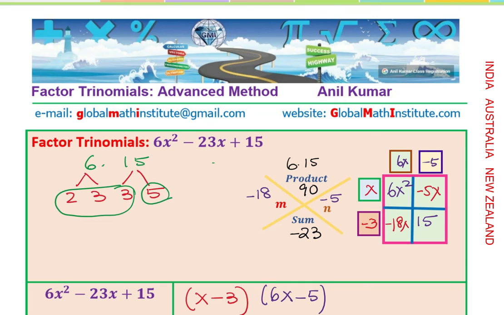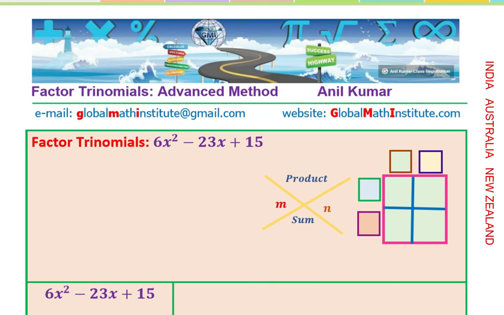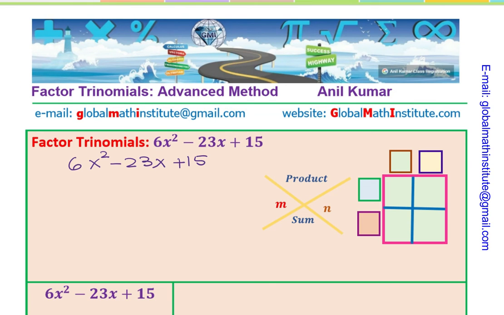Now, let us do the same thing using the Australian method, and then we will have the advanced method. Okay, so now look at the Australian method. We are now factoring 6x squared minus 23x plus 15. Now, product and sum is a common thing which we have to do for all, right? Whether you use the diamond method with the box or the Australian or advanced method, we do get minus 18 and minus 5 as m and n.